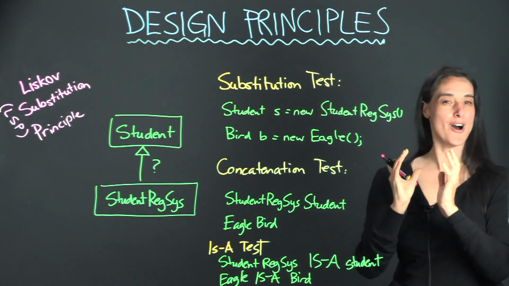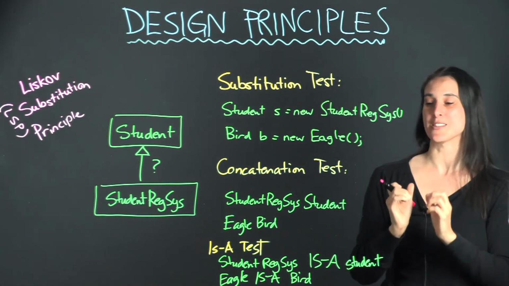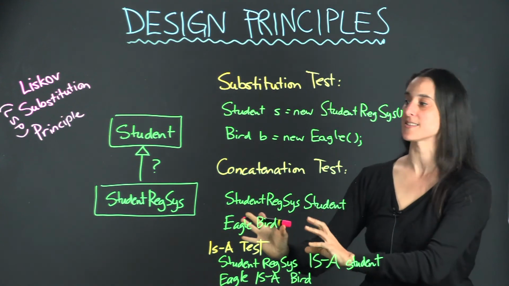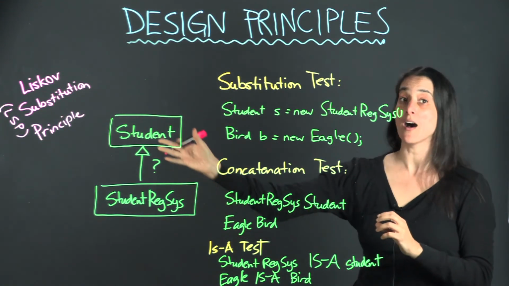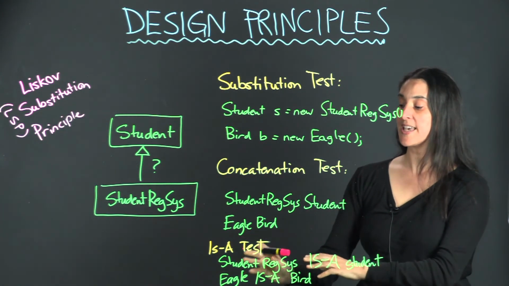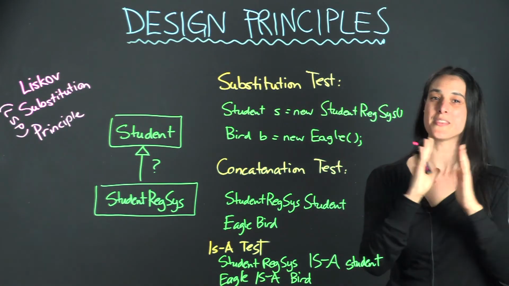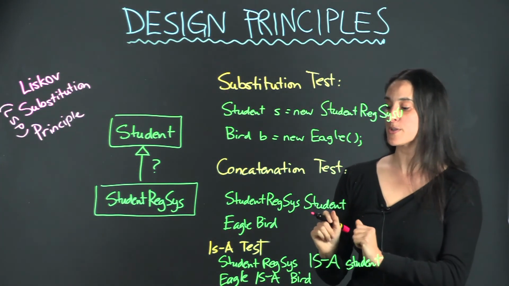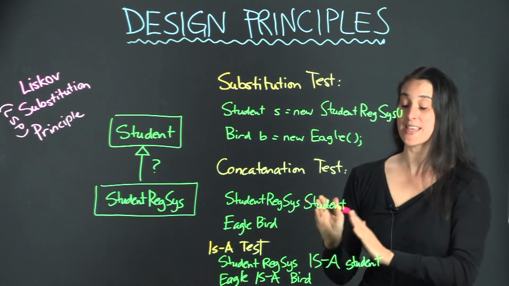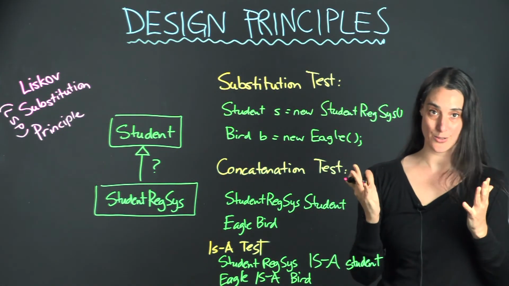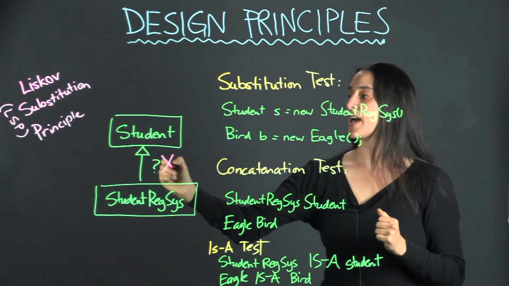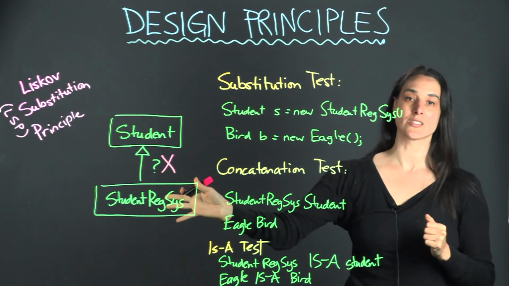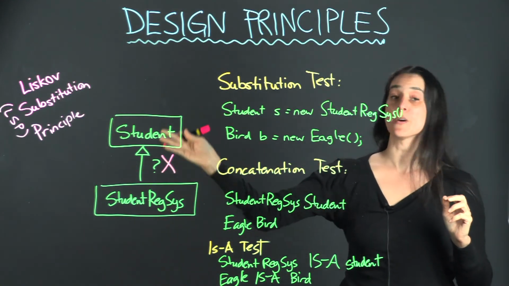But the mother of all of these intuition-based reasonings is the ISA test. Is the subtype a supertype? So if we say an eagle is a bird, this makes complete sense. However, if we say the student registration system is a student, this makes no sense at all. So this tells us that no, student registration system should not be a subtype of student.